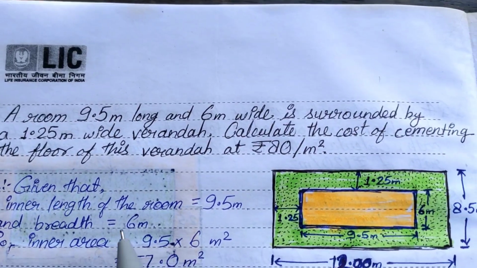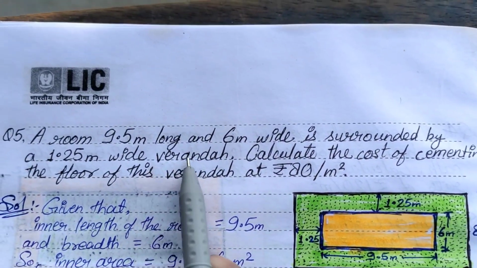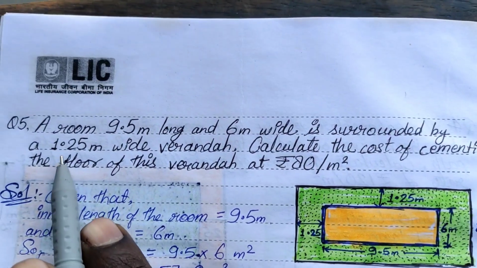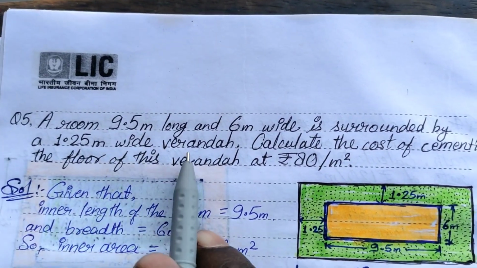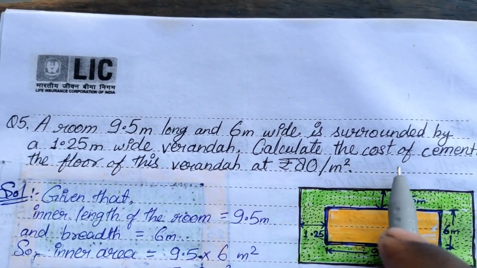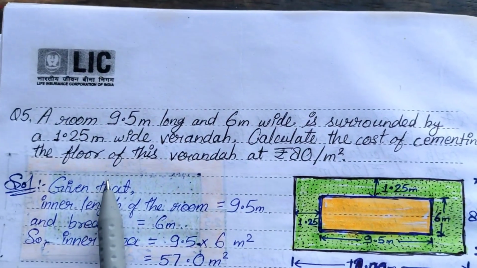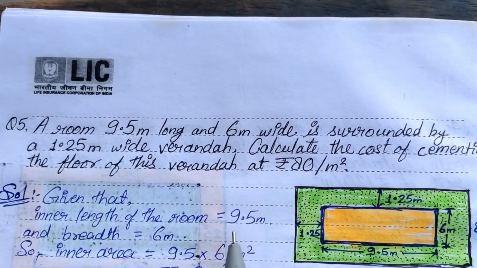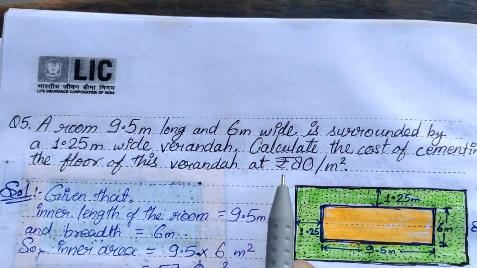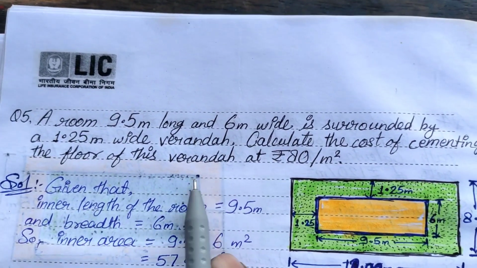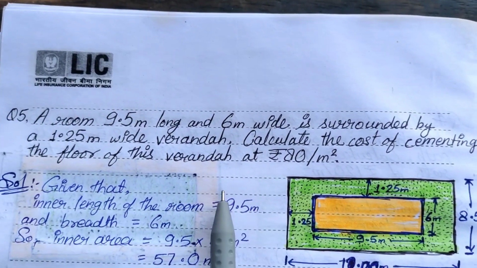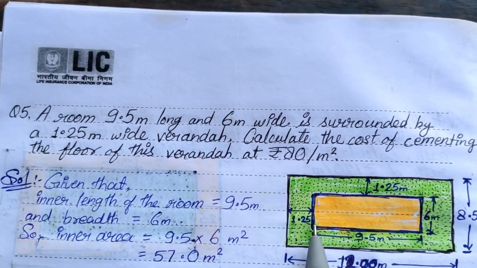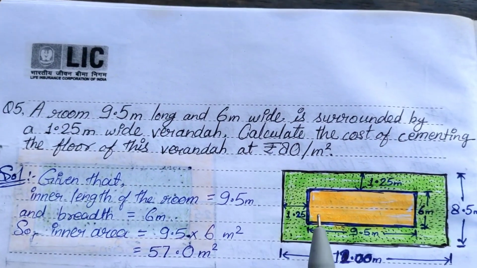Now see question number 5. A room 9.5 meter long and 6 meter wide is surrounded by a 1.25 meter wide veranda. Calculate the cost of cementing the floor of this veranda at rupees 80 per meter square. So we have to find the total cost of cementing the floor of this veranda, and veranda is the area outside of the room. Veranda is built outside of the room.